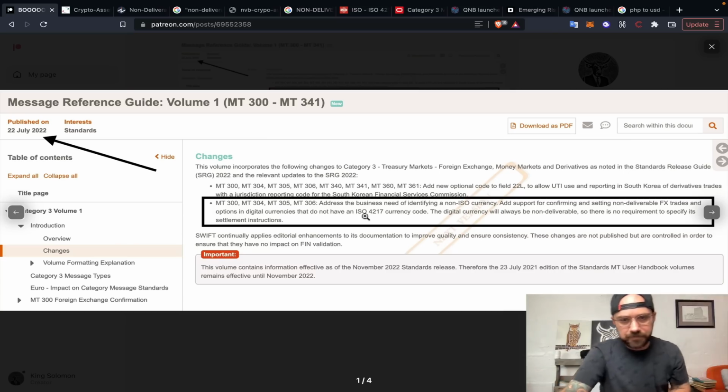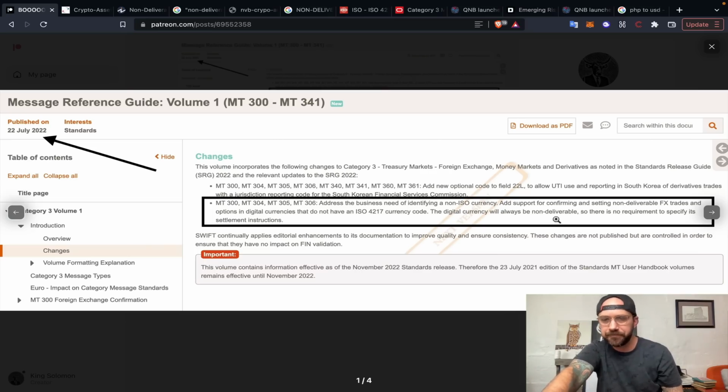interesting. Address the business need of identifying a non-ISO currency. So add support for confirming and setting non-deliverable foreign exchange trades and options in digital currencies that do not have ISO 4217 currency codes. ISO 4217 currency codes are pretty much what you would have, like, for the US dollar or the euro or any national fiat currency, right? Those are 4217. The digital currency will always be non-deliverable.